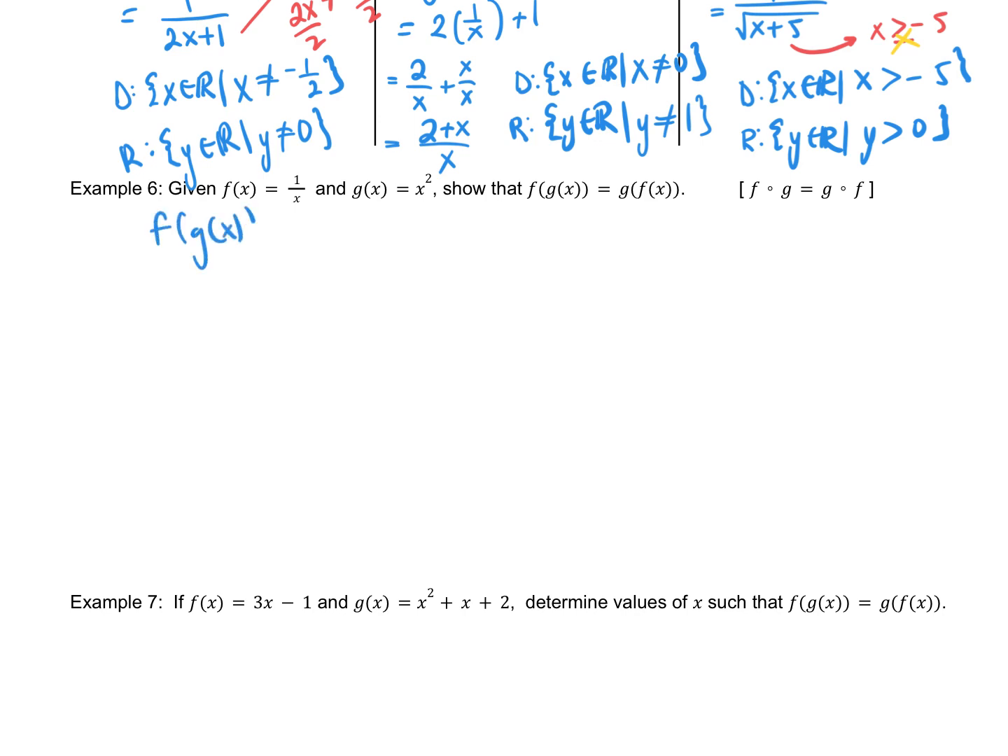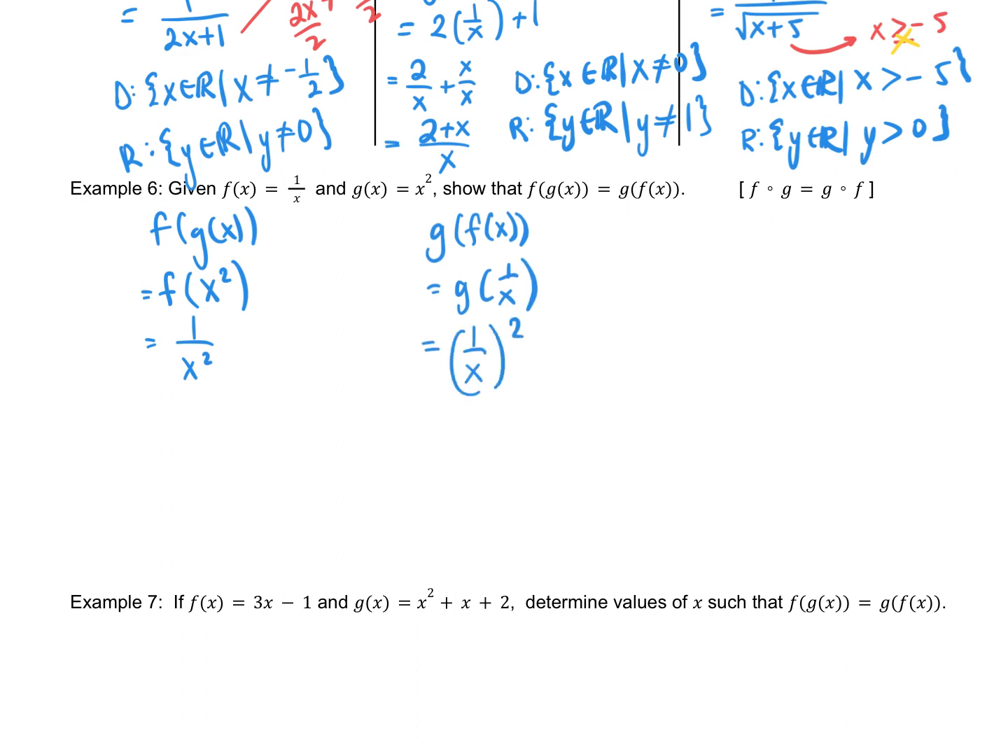Let's find f of g of x, which means replacing x with x squared. That's our inside function. The parabola is the inside. That's going to give me 1 over x squared. Let's look at the other way around. g of f of x. Well, the inside function is now 1 over x. So I'm going to take 1 over x and square it. Well, that also gives me 1 over x squared. So therefore, f of g is the same as g of f, or composite. f composite g is the same as g composite f.